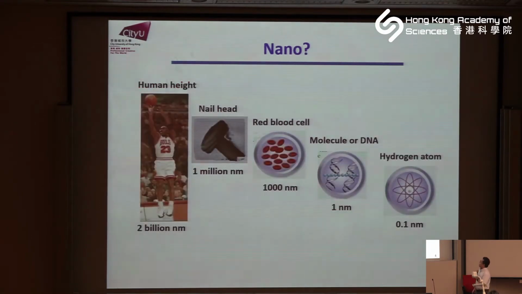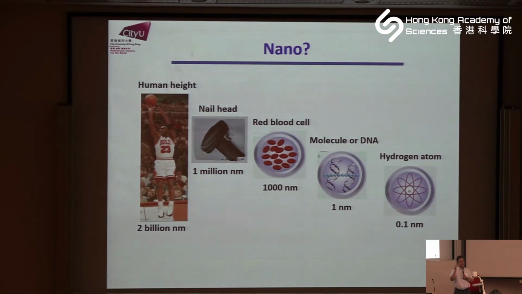And for human height, say someone about 2 meters tall, that is 2 billion nanometers. A nail head is about 1 million nanometers. And all the way down, a hydrogen atom is roughly 0.1 nanometer in diameter. So if you connect 10 hydrogen atoms together in a chain, that is 1 nanometer. You can think about how small this is, and how we can really fabricate such small dimensions.